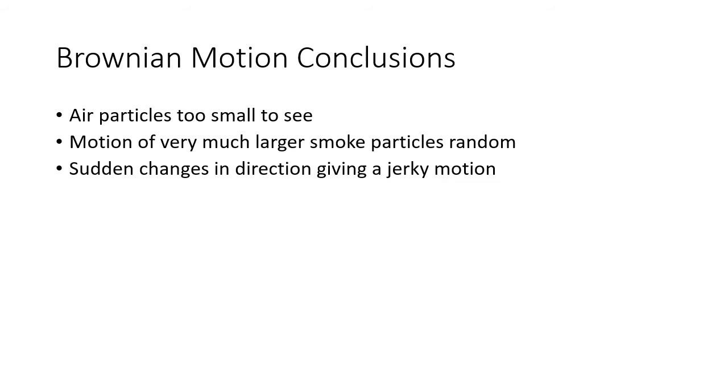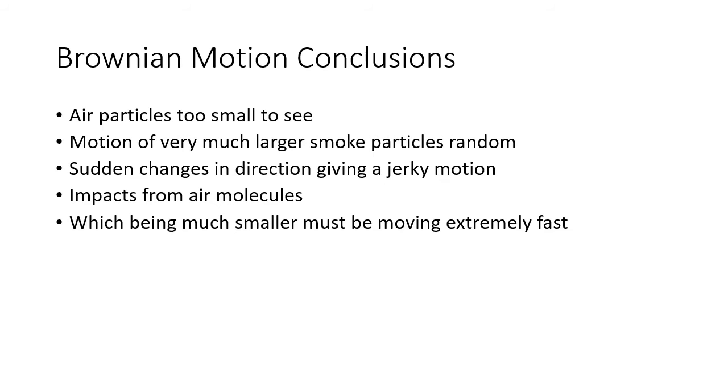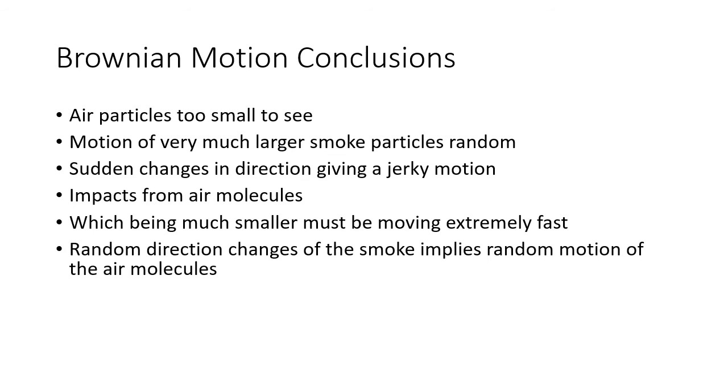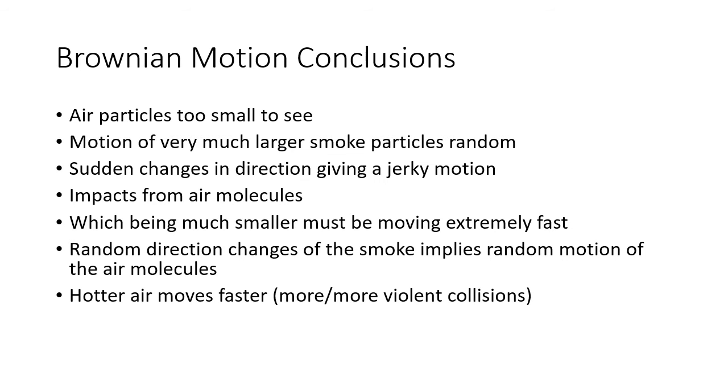Sudden changes in direction, giving a jerky motion, are a result of the impacts from the underlying air molecules. Now, if the air molecules are having such a dramatic effect upon the large smoke particles, then they've got to be moving extremely fast. And the random motion of the smoke implies there must be a random motion of the air molecules. We haven't done this experiment, but if you heat the air up, then you get more violent collisions and the smoke moves around a lot more.